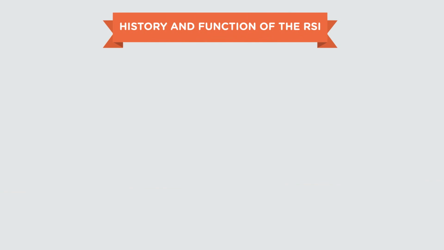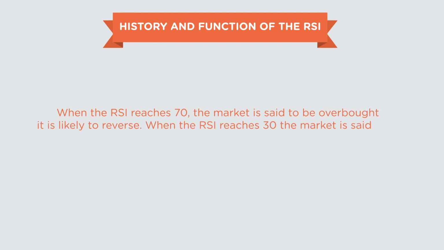So how do you trade with the RSI? The RSI works well for detecting trend reversal. So when RSI reaches 70, the market is said to be overbought and likely to reverse. And when RSI reaches 30, the market is said to be oversold and is likely to go up. But can it really be that simple? Can we buy when RSI reaches 30 and sell when it touches 70?